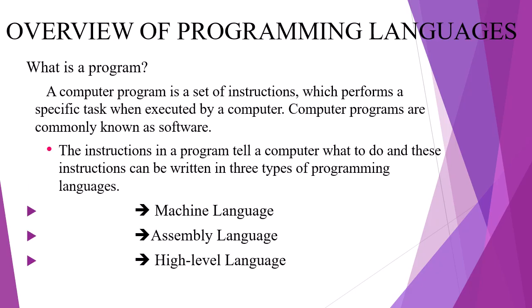Overview of programming language. What is a program? A computer program is a set of instructions which performs a specific task when executed by a computer. Computer programs are commonly known as software. The instructions in a program tell a computer what to do, and these instructions can be written in three types of programming languages. One is machine language, the second is assembly language, and the third one is high-level language.